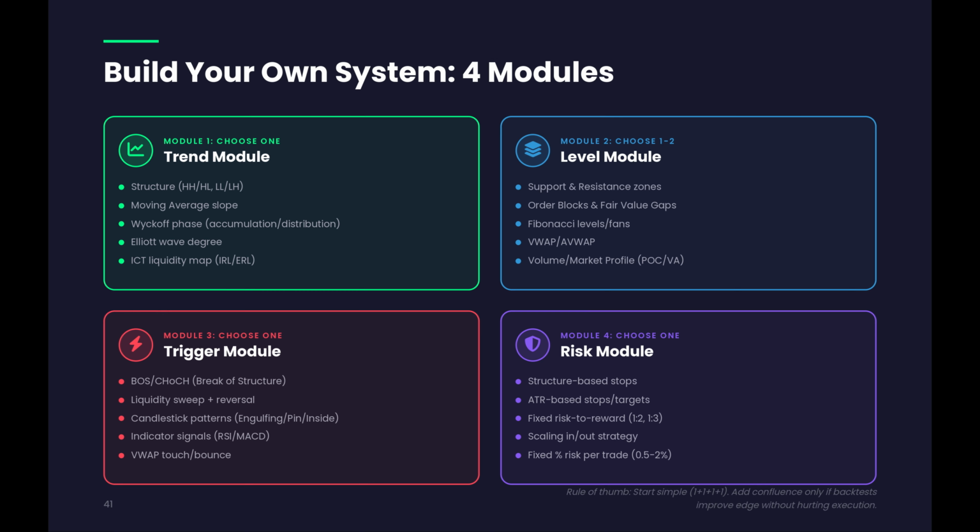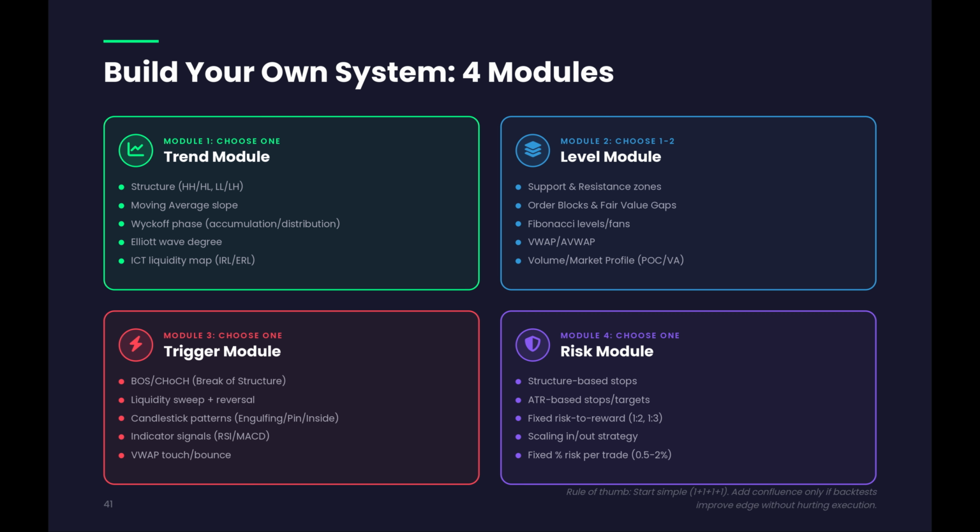Module 4, the risk module, shown in purple. This module answers, how do I protect my capital and define my risk-reward parameters? Your options include structure-based stops, placing stops beyond key structure that, if broken, invalidates your setup, ATR-based stops and targets, using volatility to set appropriate stop distances and profit targets, fixed risk-to-reward ratios. Perhaps you always aim for 1-to-2 or 1-to-3, regardless of the specific setup.